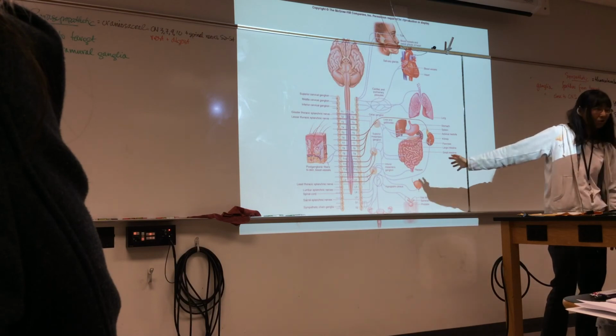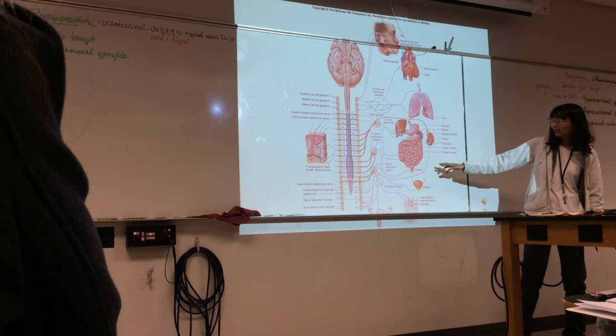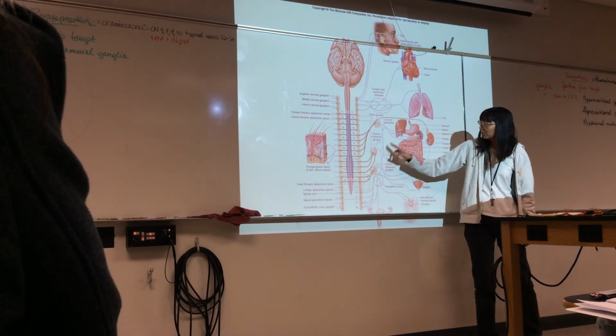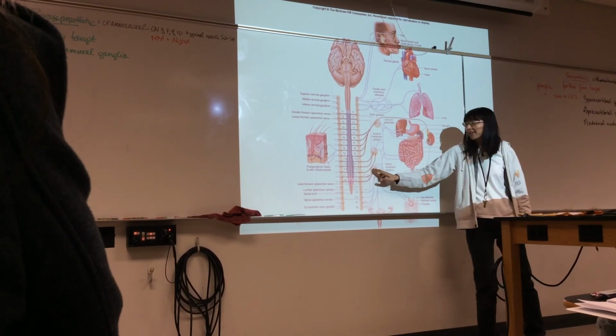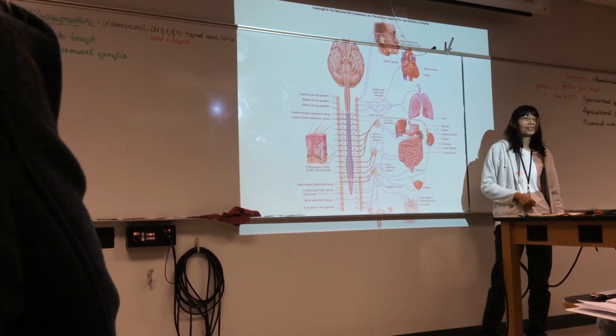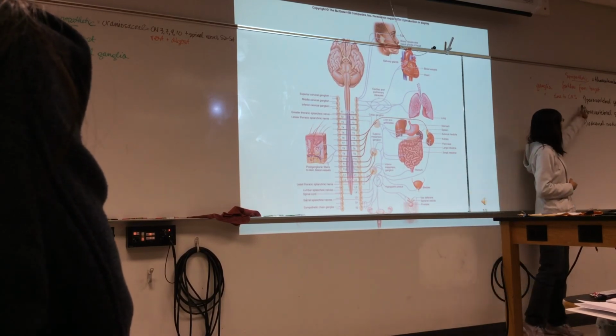So, does this picture make sense? You guys understand? Okay? Understand these three separate ganglia locations. 1, 2, 3.